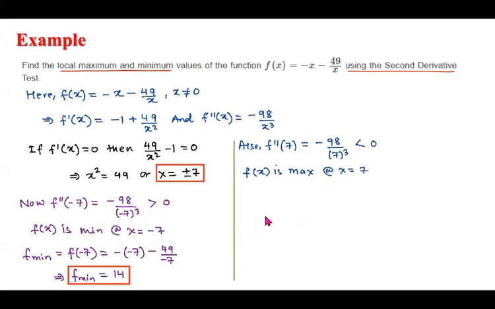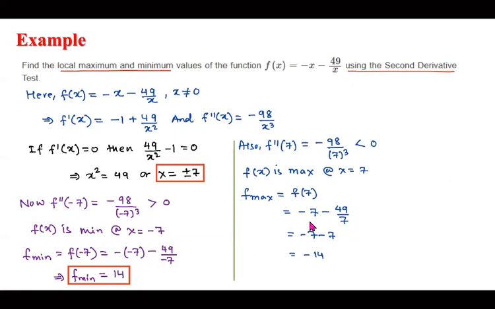Now we can find the maximum value of the function. So f max, the maximum value of the function, is the value at 7. So we plug in 7 into that function. That will be negative x, which is 7, minus 49 over x, which is 7, which is negative 7 minus 7, or negative 14. So the maximum value is negative 14.